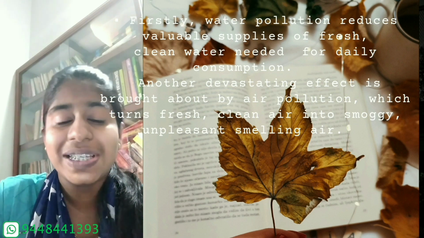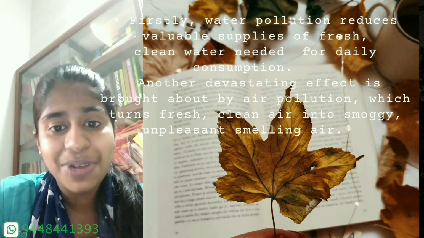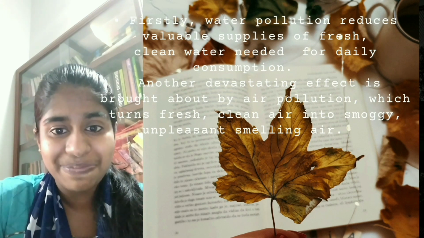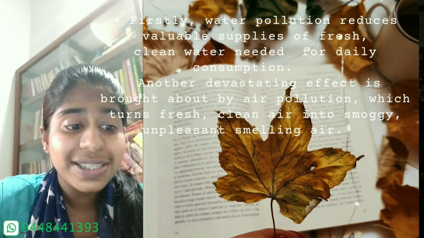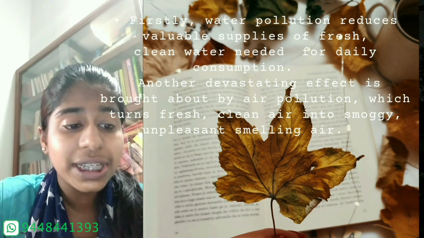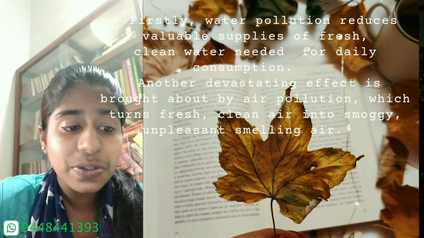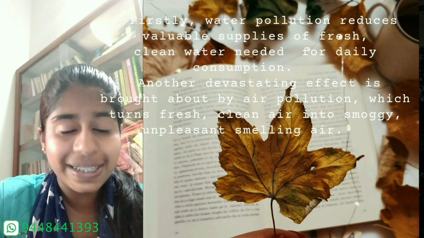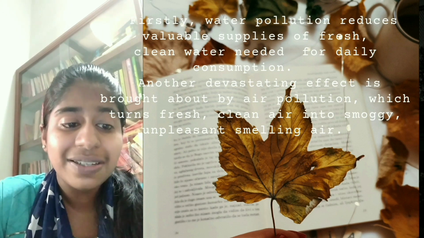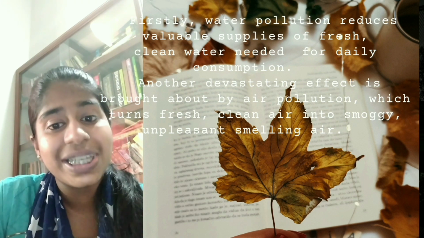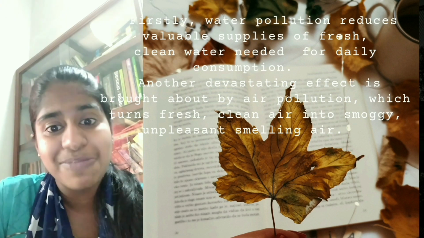Though water pollution is a type of environmental pollution, it adds to and supports the point of environmental pollution. Then, the fifth sentence, another devastating effect is brought about by air pollution, which turns fresh, clean air into smoky, unpleasant smelling air. This is also a supporting sentence because it talks about air pollution, which is also a type of environmental pollution, which is the topic of discussion of this paragraph.